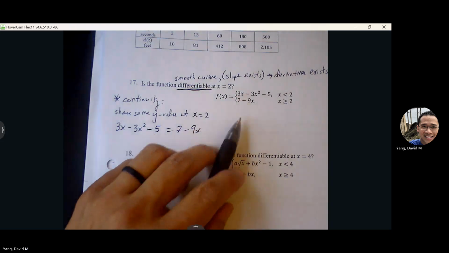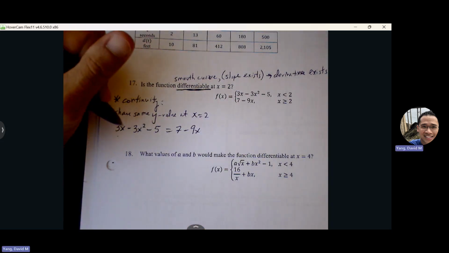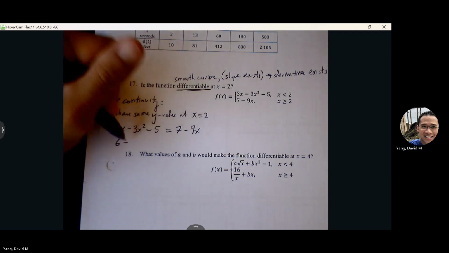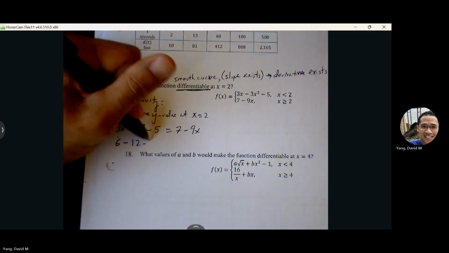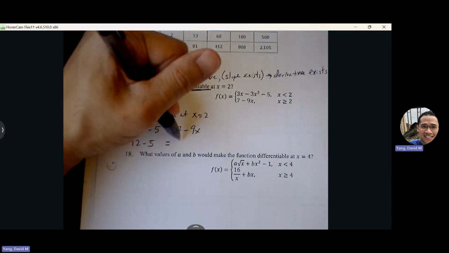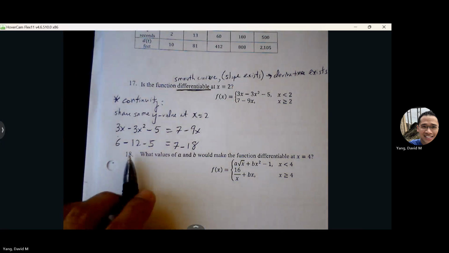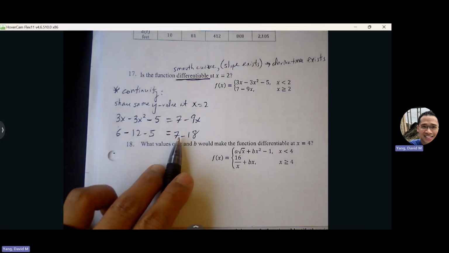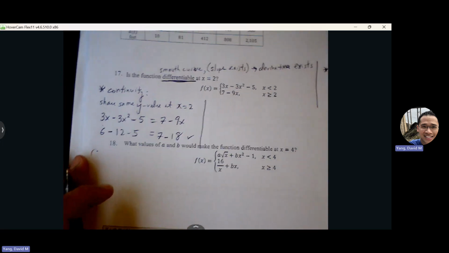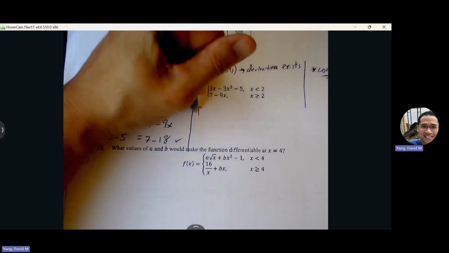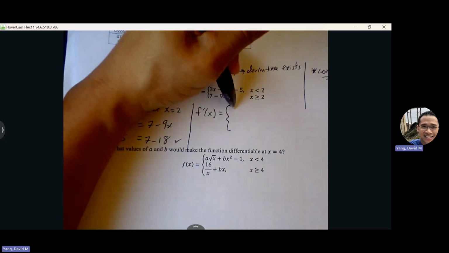at x equals 2. So plug 2 in. Is that equal to... I get -11, -11. These do agree, so we confirm that our function is continuous. So now let's test their slopes, or test their derivative. I'm going to build their derivative first.